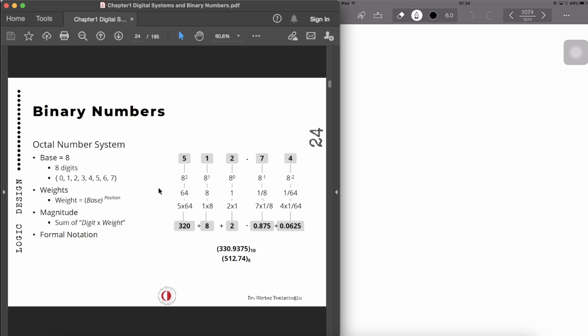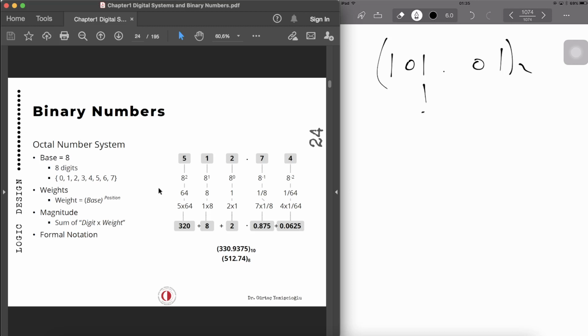Now, when we consider binary numbers, this is much easier than that. So for example, we have 101.01, a binary number with base 2. We know that base 2 is just ones and zeros, and when you multiply something with 1, you get the same value. You multiply something with 0, you get 0. It's actually making our life much easier than any other base.